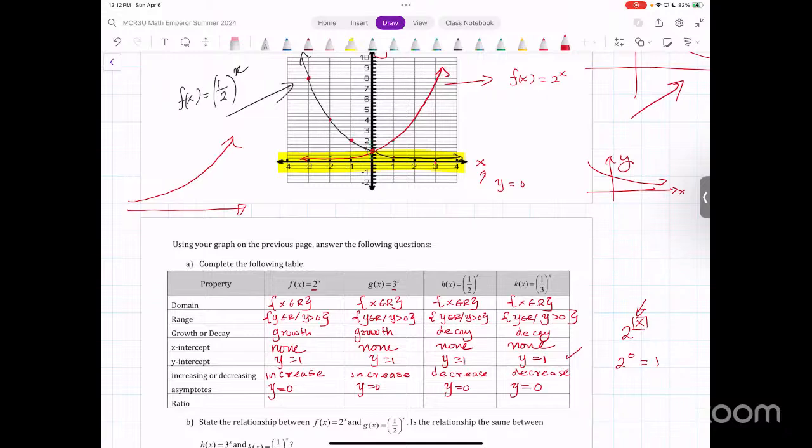What is the ratio? 2, 3, 1/2, 1/3. I'm just following the pattern. Pretty straightforward graph.